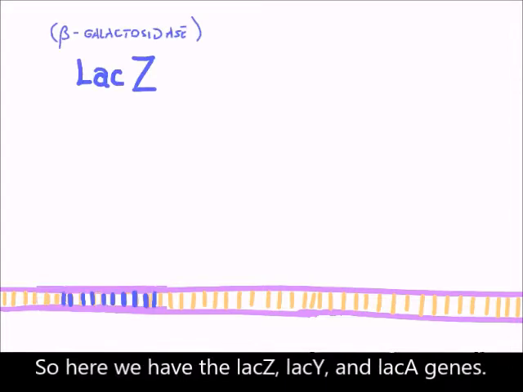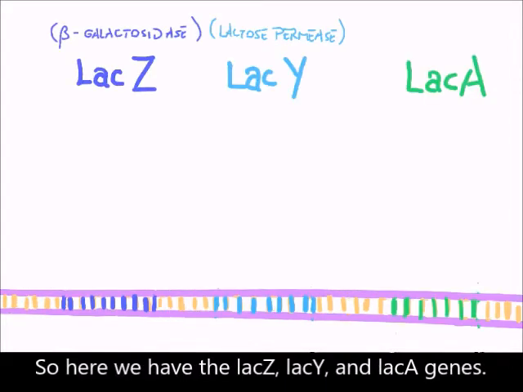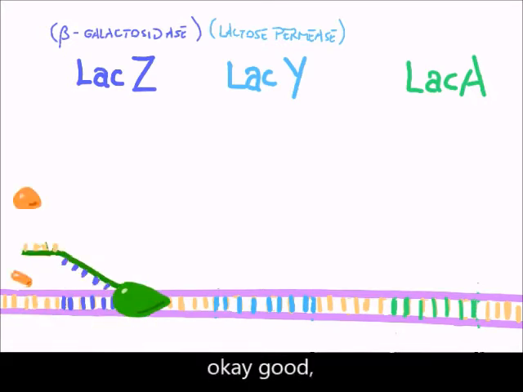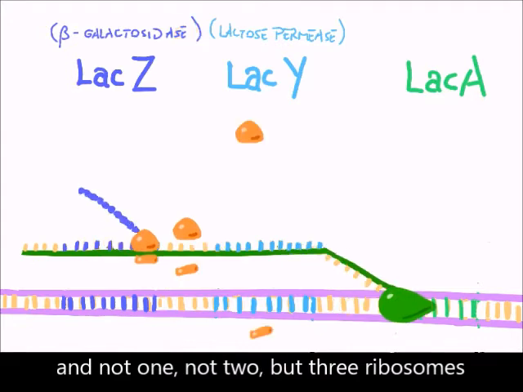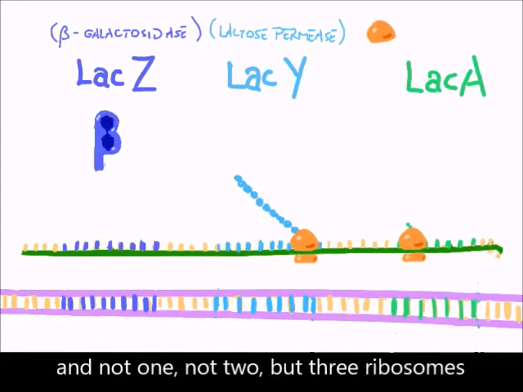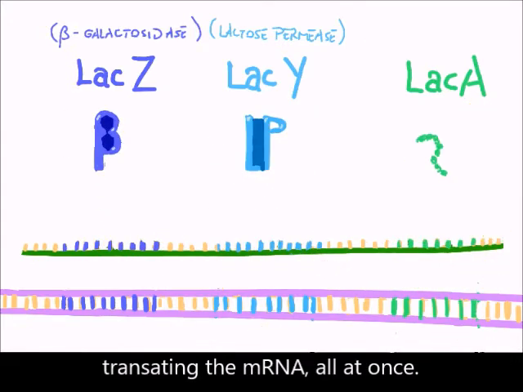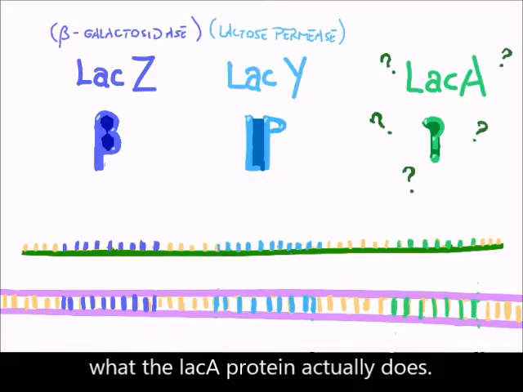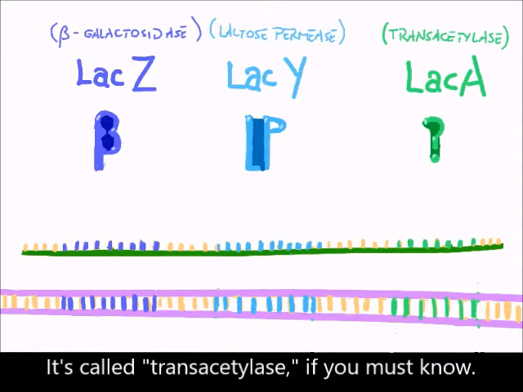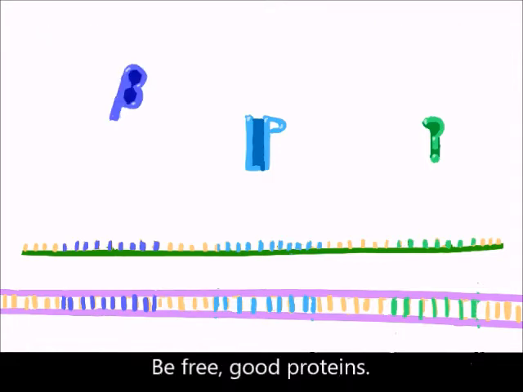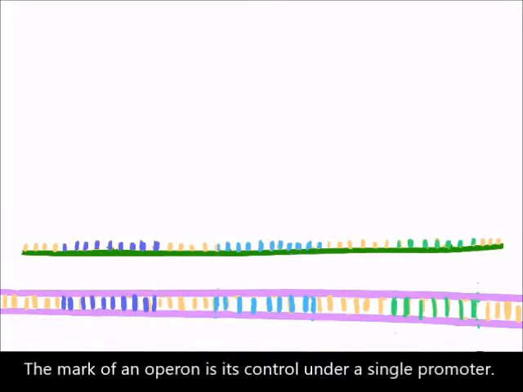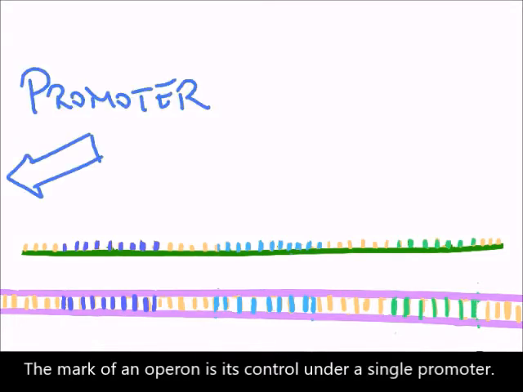So here we have the lacZ, lacY, and lacA genes. Here comes RNA polymerase to transcribe the DNA, okay good, and not one, not two, but three ribosomes translating the mRNA all at once. And no, we really don't know what the lacA protein actually does. It's called transacetylase if you must know. Be free, good proteins. The mark of an operon is its control under a single promoter.